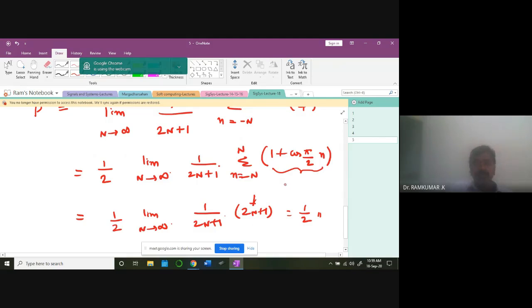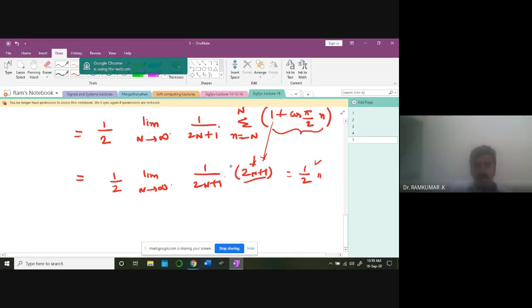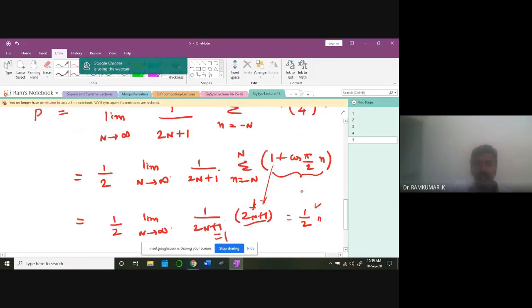For everyone, cos pi by 2 to the power n is going to be 0. The value is going to be 2n plus 1. So this is the value, 1 by 2. 2n plus 1 divided by 2n plus 1 is 1, so this is 1 by 2. You can work out this problem like this. Over one period, we are going to average it.